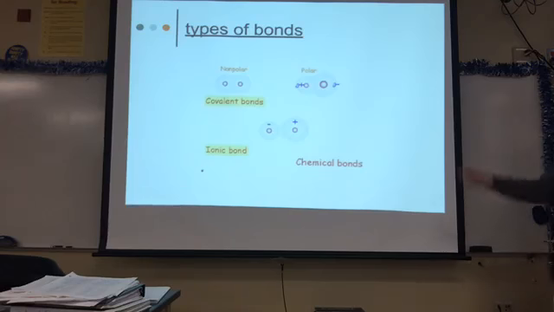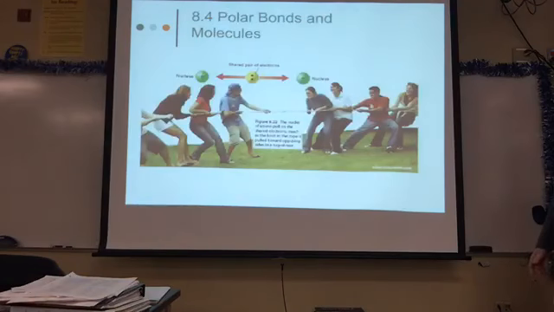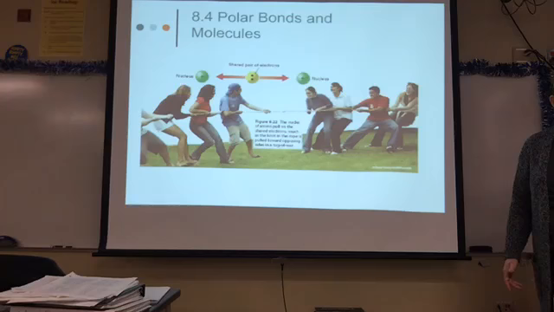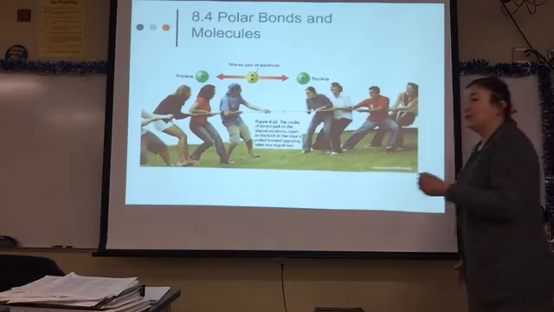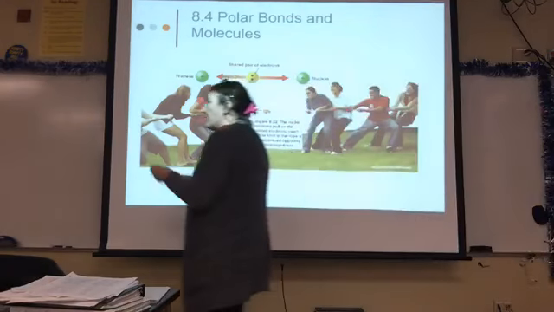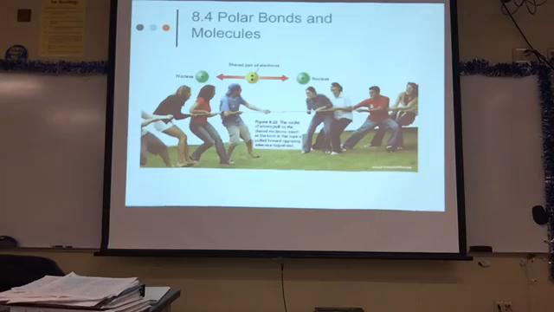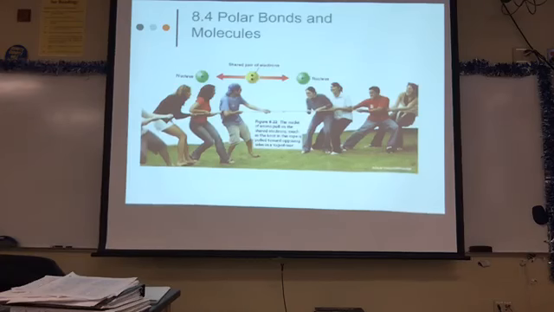Okay? So if you haven't written this down, you'll see this again. So we'll talk about polar bonds and polar molecules. Do you need me to go back? Okay. A polar bond is a bond where the electrons are shared between the two atoms, but they're not shared equally. Okay? They're not shared equally. One atom is pulling a little bit harder on the electrons than the other atom is.